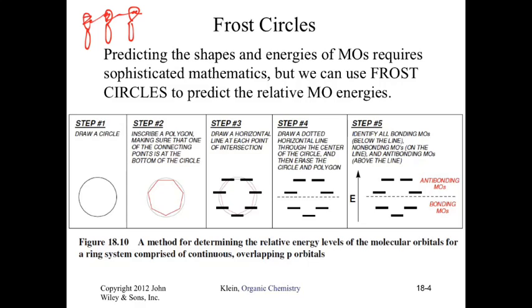Officially, through the dead center of our circle is the non-bonding line. So any orbitals underneath that line would be bonding orbitals. Any orbitals above that line would be anti-bonding orbitals.